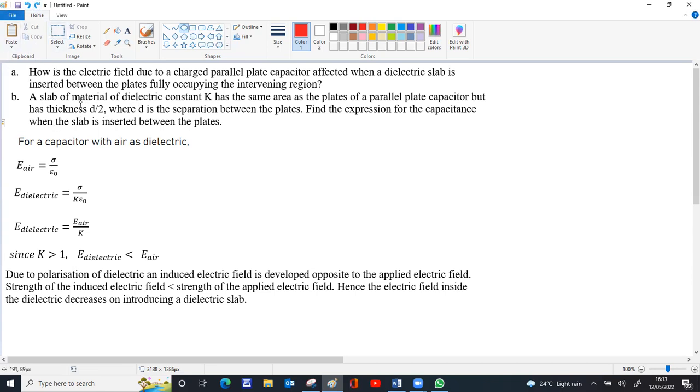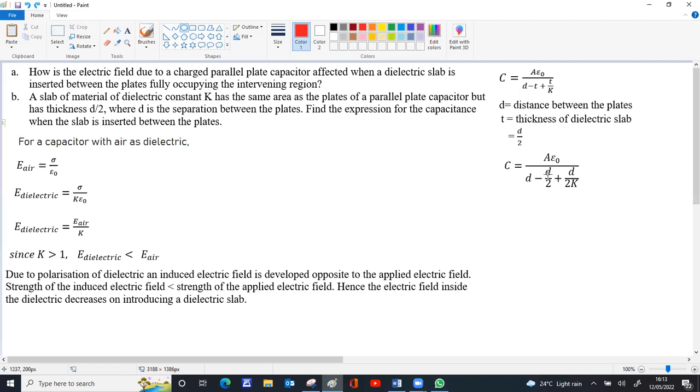For the second part, we have an expression for capacitance with a partially filled dielectric: A epsilon 0 by D minus T plus T by K, where D is the distance between the plates of the capacitor, T is the thickness of the dielectric slab, and K is the dielectric constant. As per the question, the thickness of the dielectric slab is given as half of the distance. So just substitute T as D by 2 in both places.